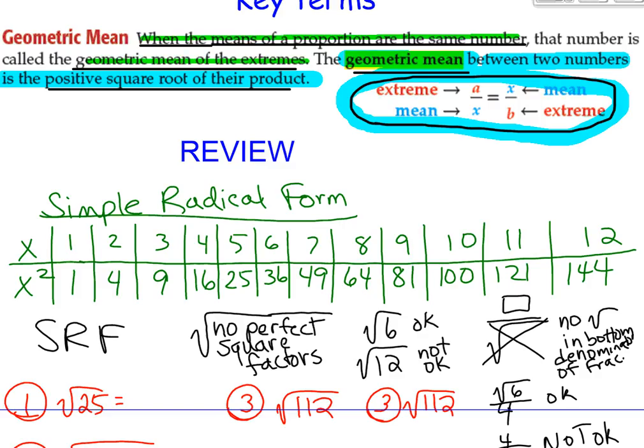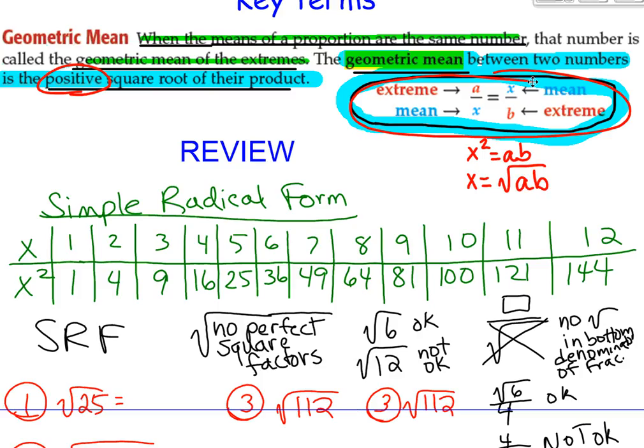I do have this big review that goes in your key terms set up already, so I have a lot of the work done there. I will give you a little bit of time, or you can pause this as you need to. Notice in this proportion that you just wrote, if I cross multiply, I get x squared equals AB. So x equals the positive square root of their product, so it's just the square root of AB.